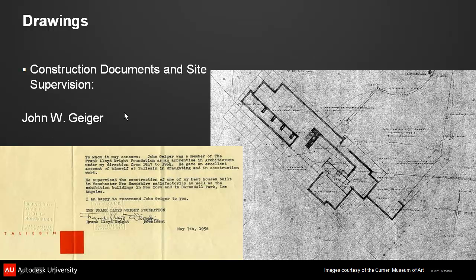So John Geiger, when he took over the project, redrew the set of drawings, and also subsequently made lots of changes in the overall design, always in consultation with Taliesin, sending letters back, waiting for responses, but really advocating for the Zimmermans on the changes they wanted to see in the building. And this letter just confirms that Frank Lloyd Wright considered John to be the apprentice most involved in what he considered one of his best houses.